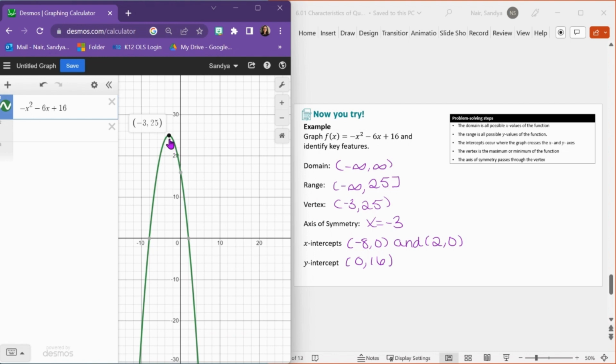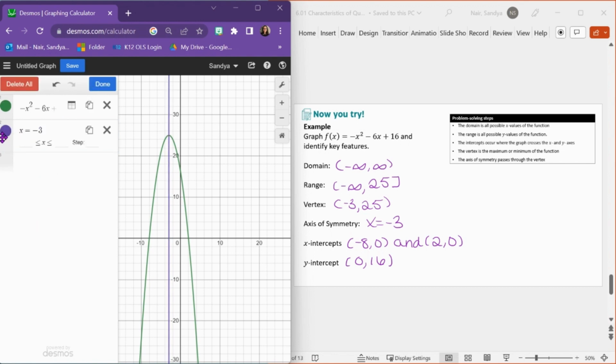When I clicked on that point, you can see that it's the vertex at (-3, 25). The axis of symmetry will pass through the vertex, so the axis of symmetry will be x equals -3. Remember, you can also double check this by graphing it on your function. If you want to turn this into a dotted line, you can just click the edit list and then click on that button, and it'll allow you to turn it into a dotted line.